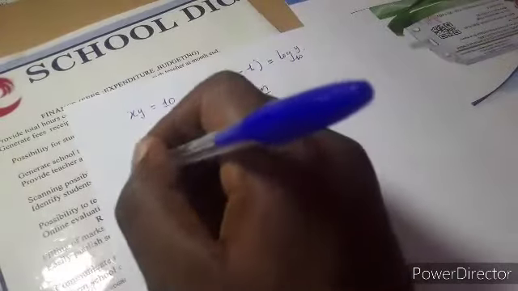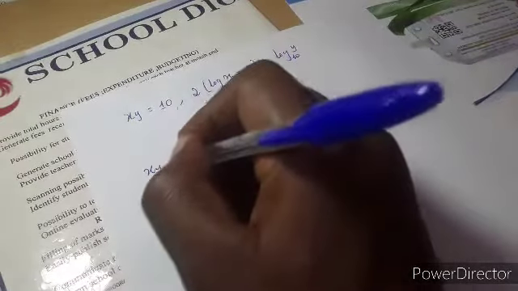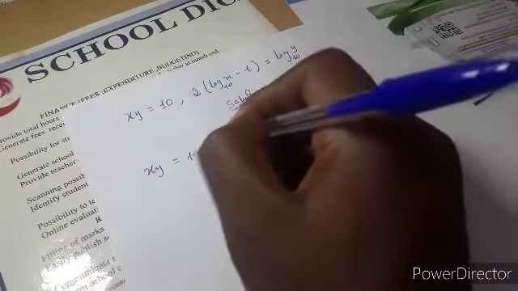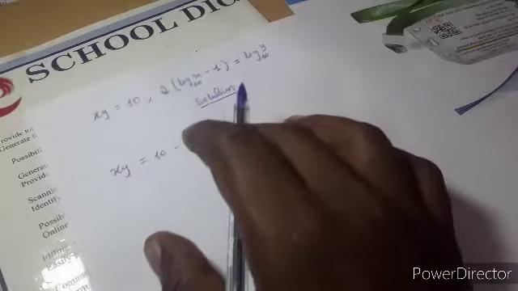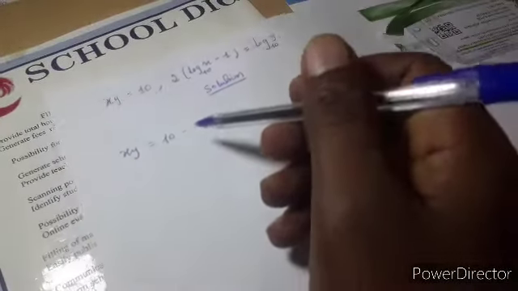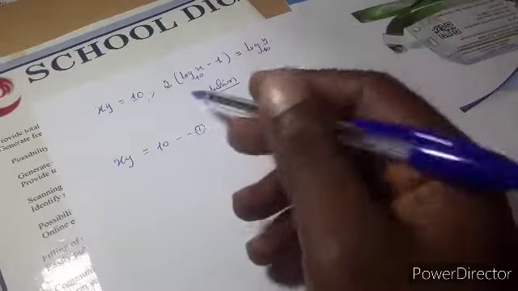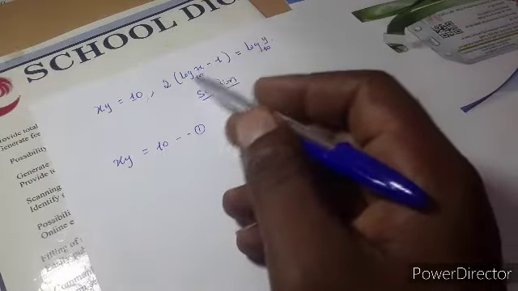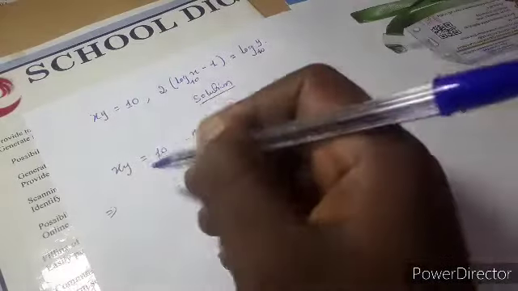Let me call this one, xy equals 10, equation 1. Now I'll also take this one and form the second equation. From that I can solve for x and y. Looking at this one, I'll expand this bracket. Expanding this bracket, this is what I'll get.